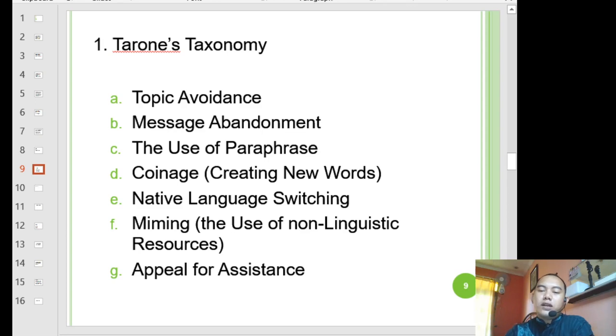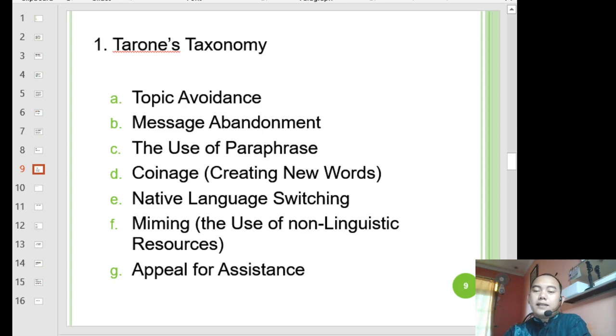Number 2, message abandonment. When learners encounter a problem while a communication is actually taking place, it is therefore too late to use avoidance, except they simply abandon their message. Number 3, the use of paraphrase. A learner may use a paraphrase, description, or circumlocution in order to express the meaning which he wants to express. Number 4, coinage, or creating new words. A learner may create a new word or phrase which he hopes will express the desired meaning.